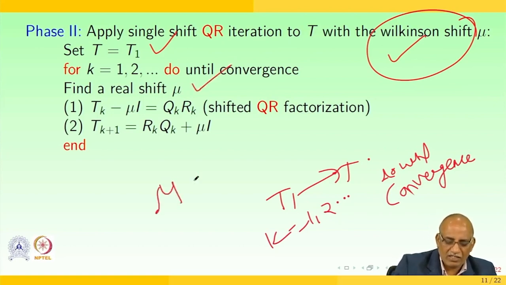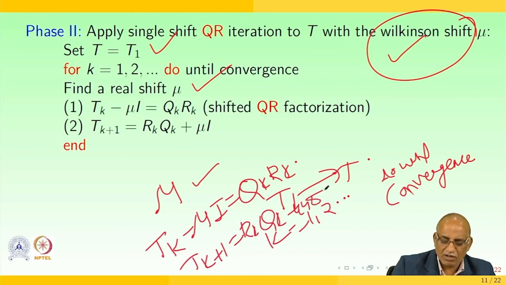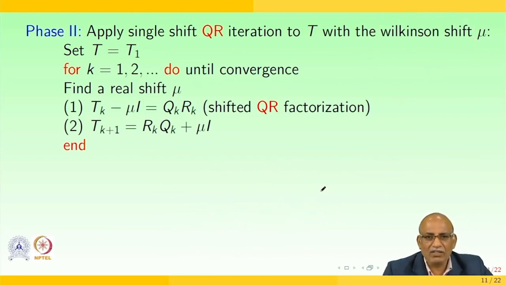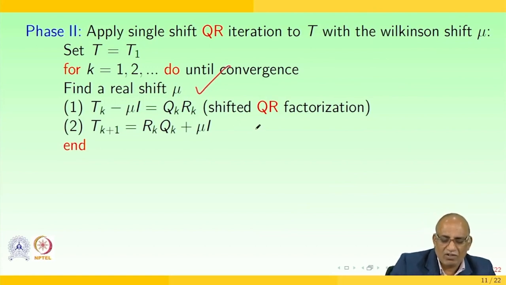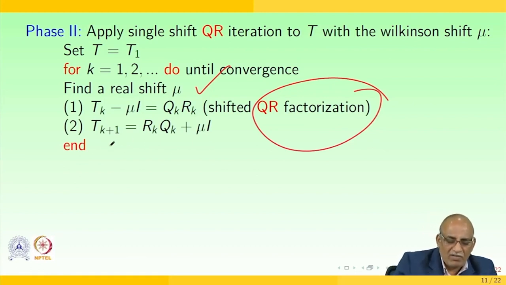So, you want to find a real shift mu such that Tk minus mu I is equal to Qk times Rk. Second, Tk plus 1 is equal to Rk times Qk plus mu into I. Essentially, we can find out a real shift by using Tk minus mu I, which will be equal to Qk into Rk. That is what is called QR factorization. And the updated one, Tk plus 1, is Rk times Qk plus mu into I. Then you end this.